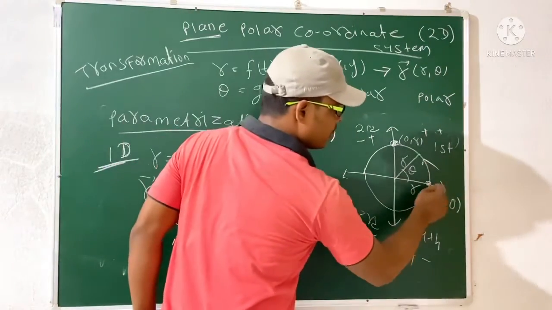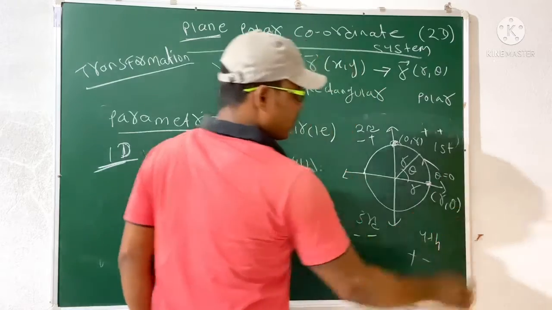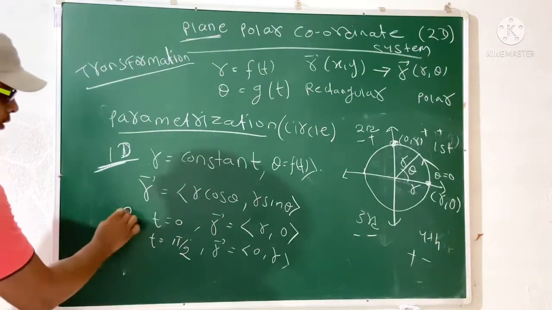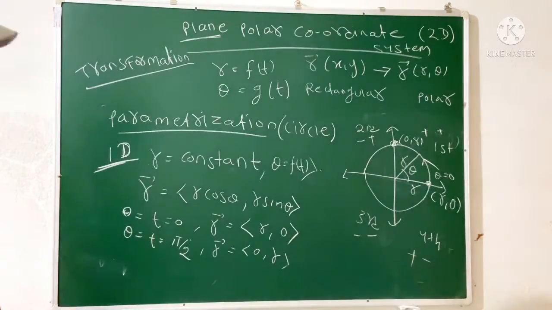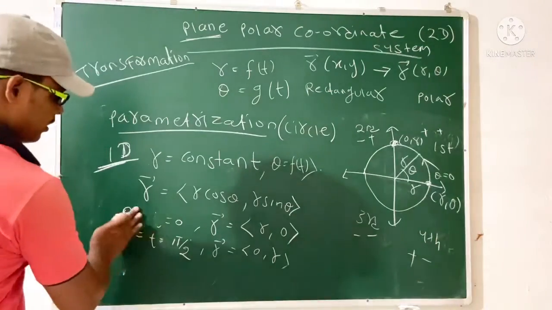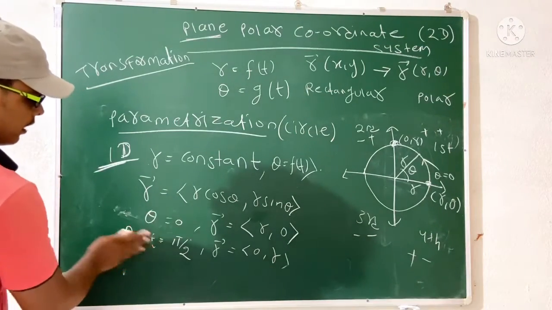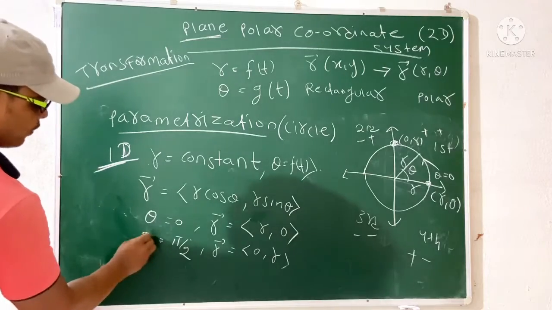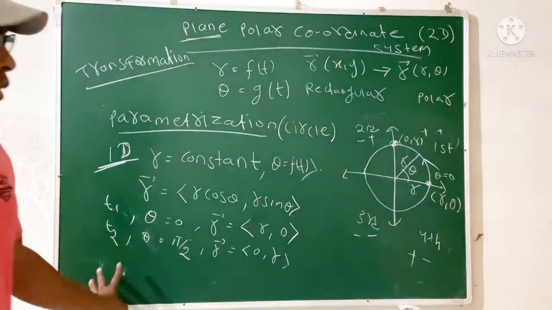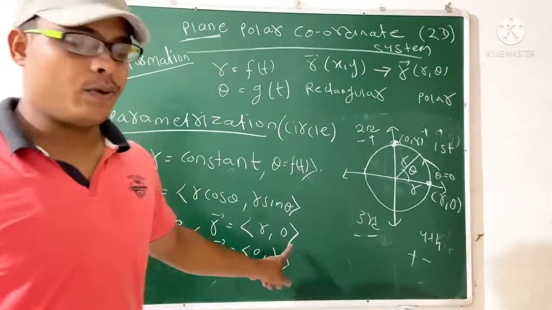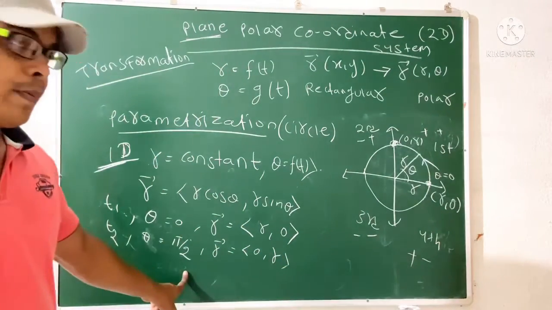So this is your theta equal to 0. So this is actually theta, because theta is a function of time. If we take the time, that will be represented as theta. So when theta equal to 0, we have such a time. So theta equal to 0 and theta equal to pi by 2. This is one time t1 and this is another time t2. So at time t1, theta equal to 0 and we are at the position r0. Then at time t2, theta equal to pi by 2.